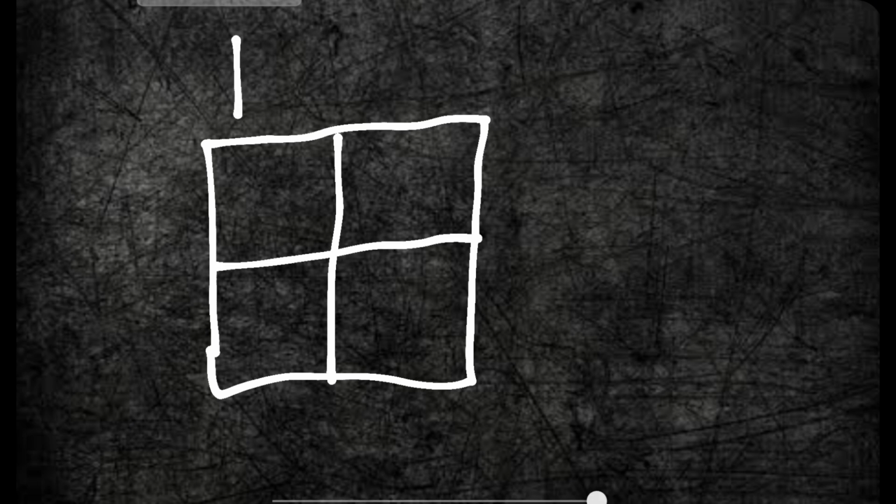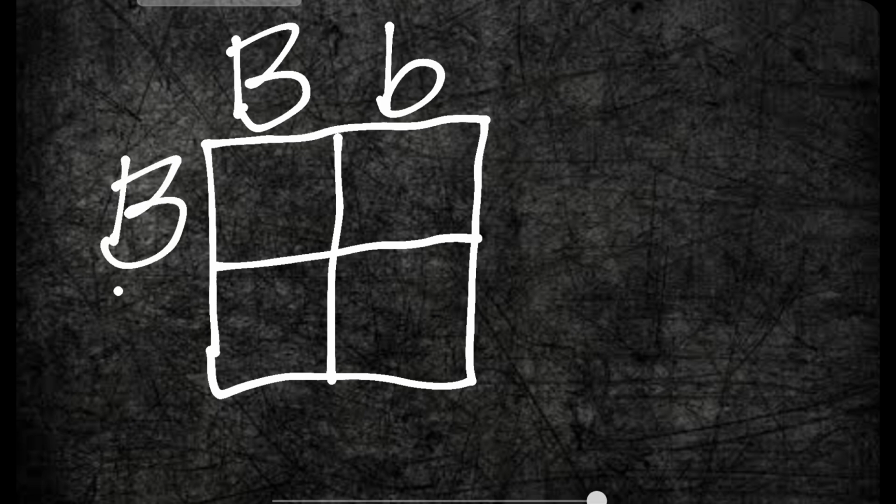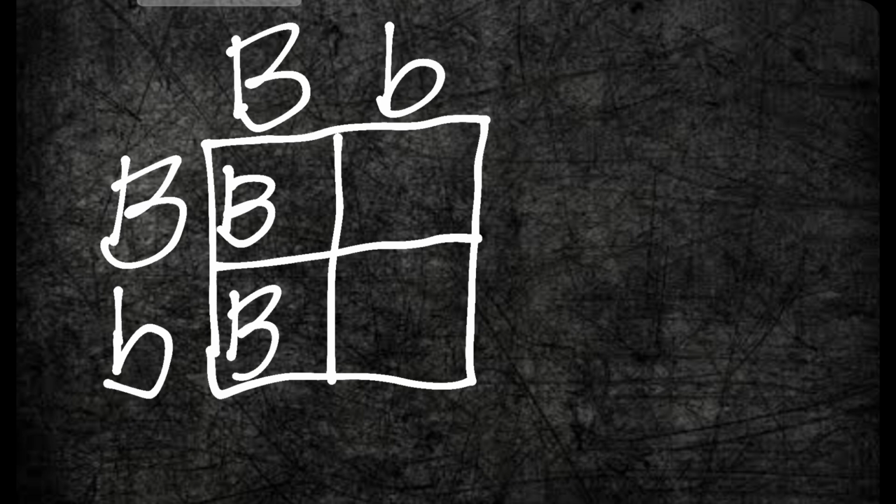So, first is gagawa tayo ng box. Then, divide it into 4. Si parent 1, ilalagay natin siya sa taas. And si parent 2, ilalagay natin sa gilid. Then, we will put them into the respective boxes, like this. Since si big B is nandito sa side na to, we'll put it here sa dalawang magkasunod na boxes. Then, itong si small b naman, naka-align siya dito, kaya ilalagay natin siya.